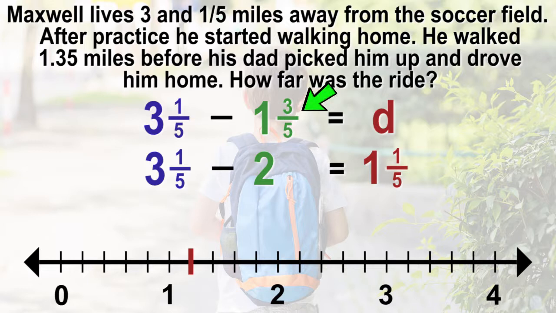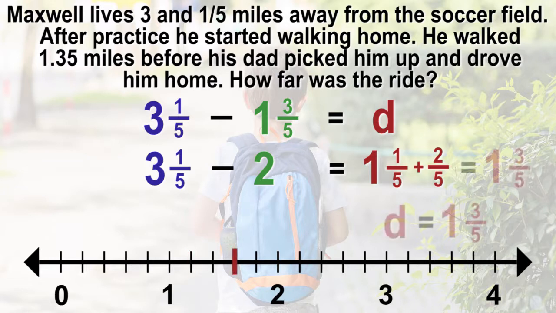Initially, the subtrahend was only 1 3/5. It was rounded to 2 wholes, which is 2/5 more than the initial subtrahend. In order to compensate for the rounding, 2/5 must be added to the difference of 1 1/5. On the number line, this is modeled by starting at the 1 1/5 mark and moving up, or adding, 2 fifths. The total distance left to go is 1 3/5 miles.